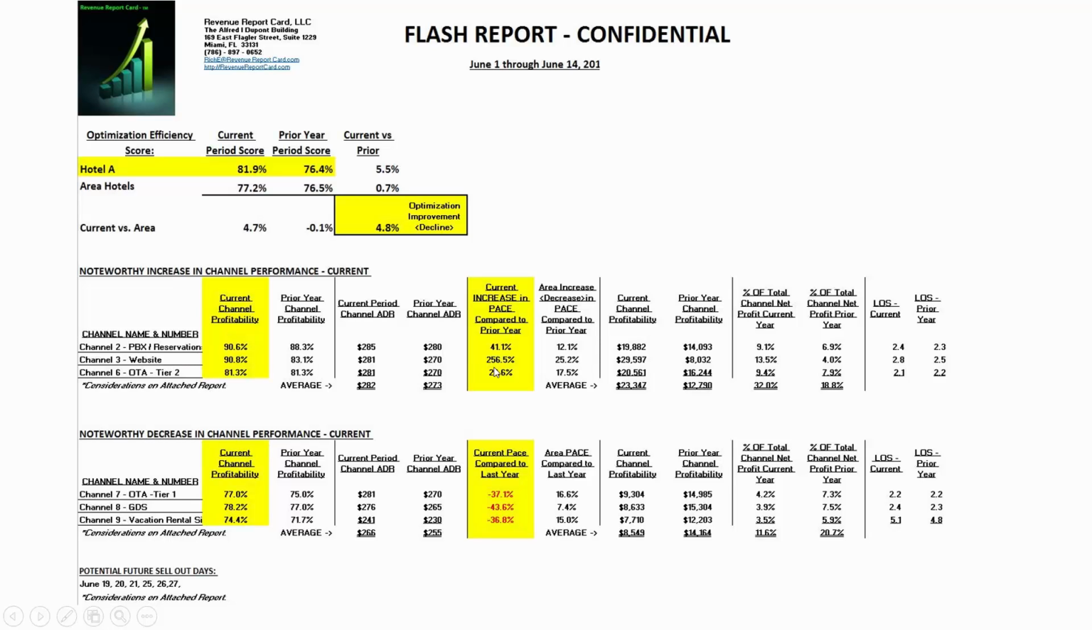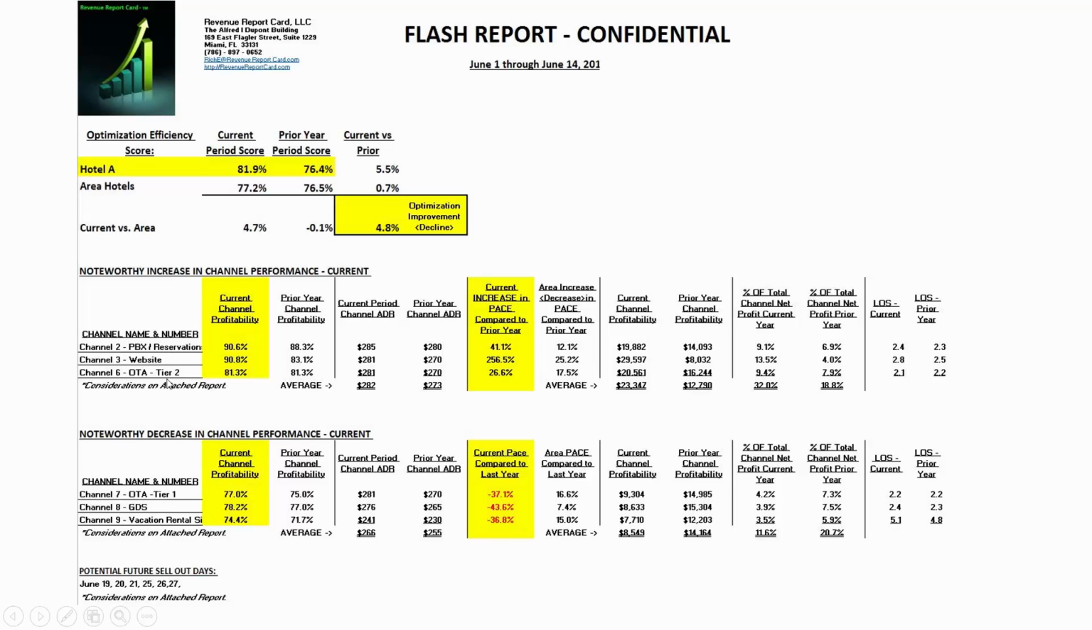You can see it had a 256.5% increase compared to the prior year. And you can see that they had a 90.8% current channel profitability. So that makes that a channel that we want to drive as much revenue, obviously, through as we possibly can.